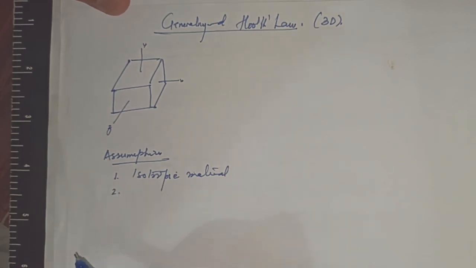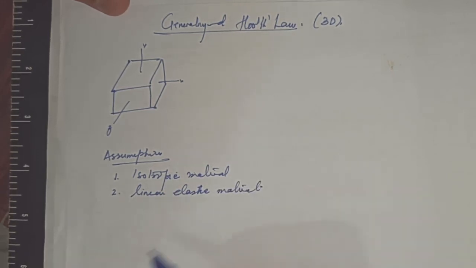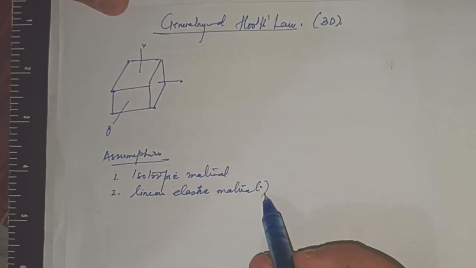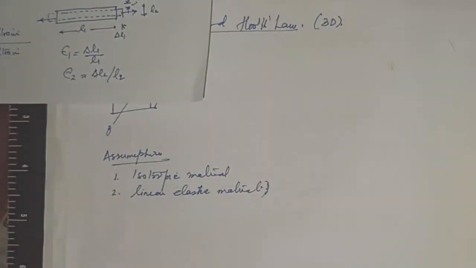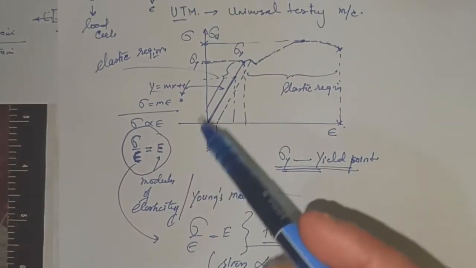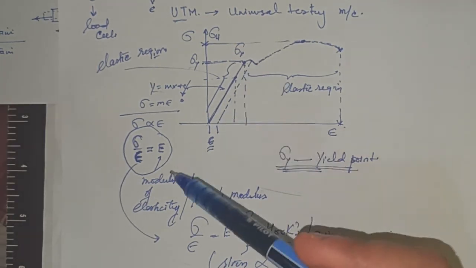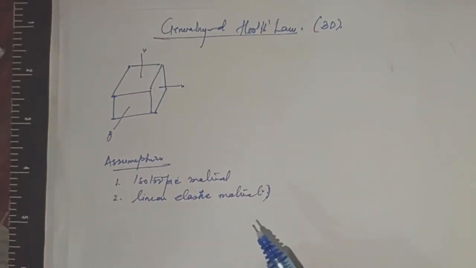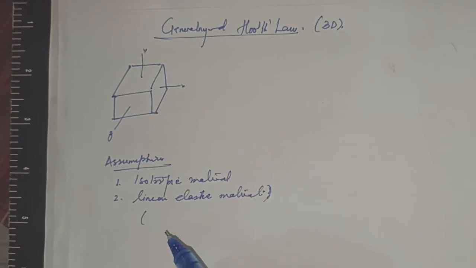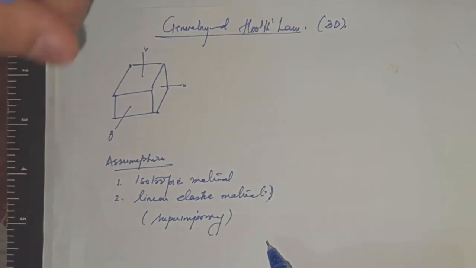The second condition, which is the most important one, is the linear nature of the load. That means a linear elastic material. The material should be linear and elastic, and it should obey Hooke's law that we have explained here. It should follow this line. These two conditions are important, and the second will be important because we'll be superimposing our stresses, superimposing the loads.